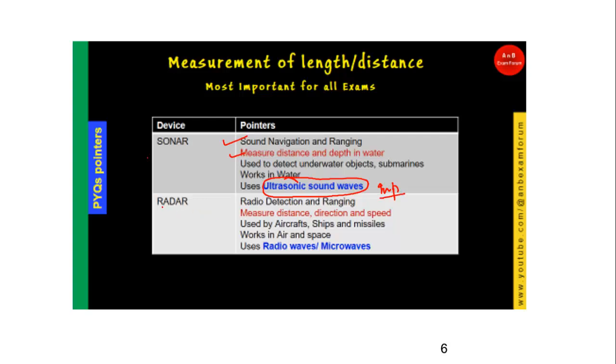The second one is radio detection and ranging, radar. It is again used to measure distance. Along with the distance, it can be used to find the direction and the speed. Mostly it is used by aircraft, ships or missiles. And the very important point again is that it uses radio waves and sometimes microwaves also. So radio waves are used in radar, whereas in sonar ultrasonic sound waves are used.